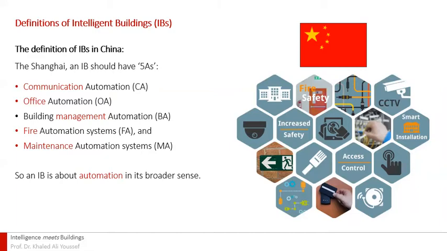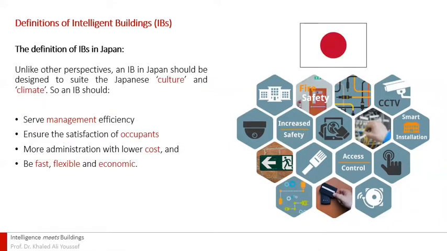In China, intelligent buildings should have 5 A's. These include communication automation, or the CA, office automation, or the OA, building management automation, which is the BA, fire automation systems, FA, and maintenance automation systems, which is MA. So it's all about automation. In Japan, the concept of intelligence in relation to architecture is more concerned about Japanese culture and the climate in terms of management efficiency, satisfaction of occupants, lower cost, and flexibility.